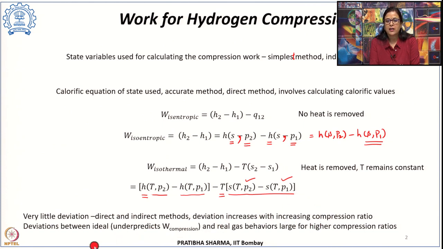It is observed that if we consider the gas to be an ideal gas and do the calculation using this method, or if we consider the gas as a real gas, between the two compression works, the difference is large for higher compression ratio. What is observed is if we consider it to be an ideal gas, then using that model, it under predicts the work of compression.